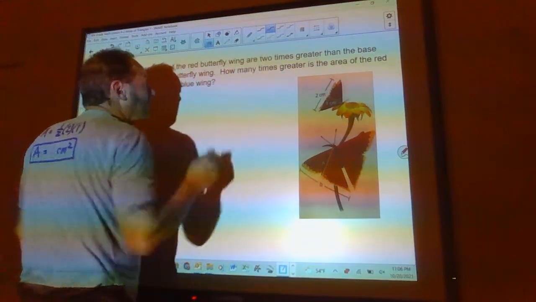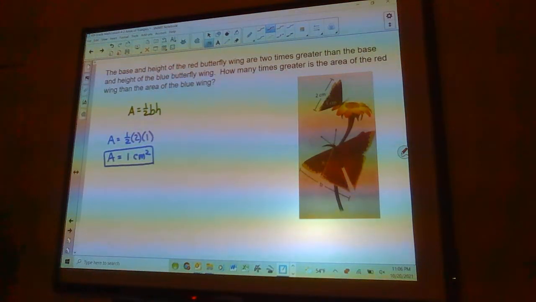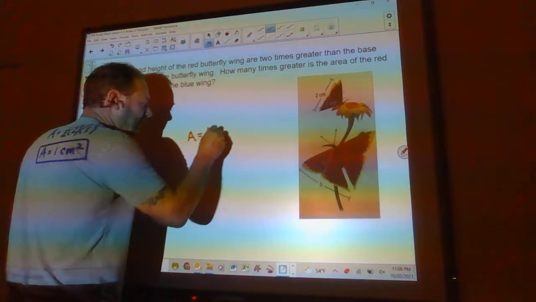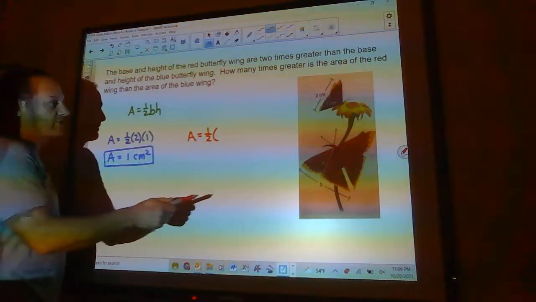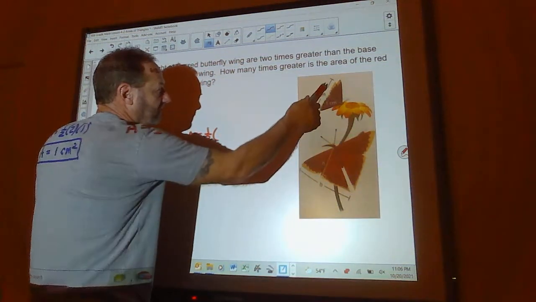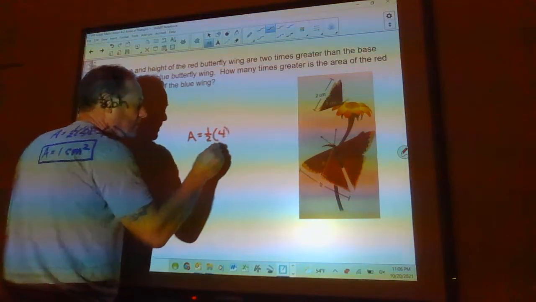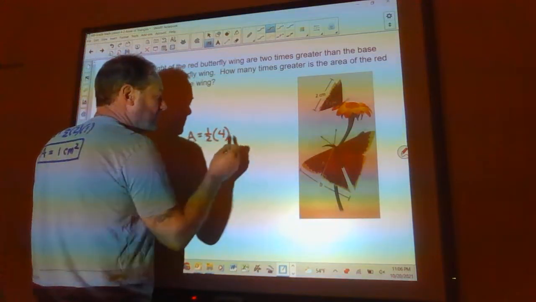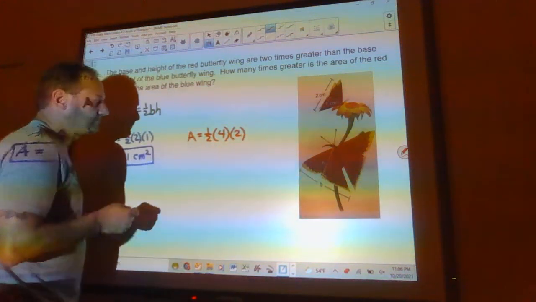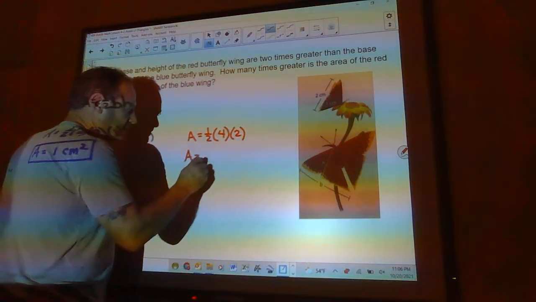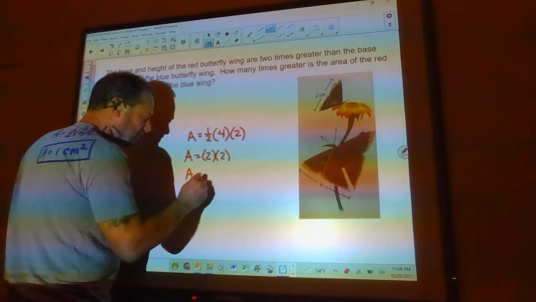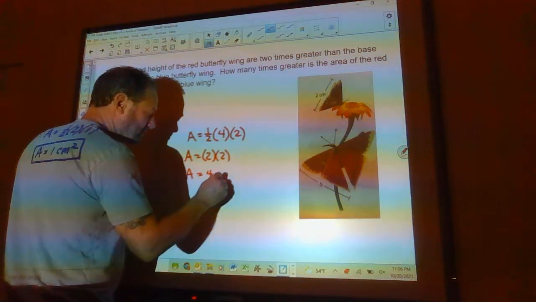Now, the red one, the dimensions are twice as big. So I could say, okay, well, the area is going to be 1/2 the base. Now the base is going to be twice as big, B is going to be twice as big as this, so it's going to be 4. And the height is going to be twice as big as the 1, so it's going to be 2. And so this is 1/2 of 4 is 2, and 2 times 2 is 4 square centimeters.